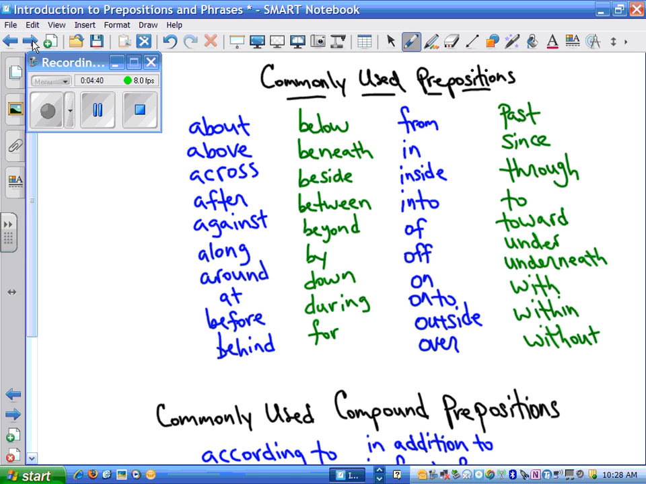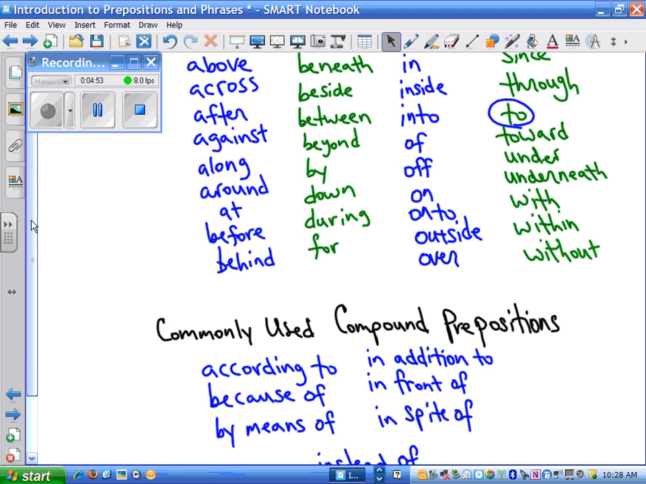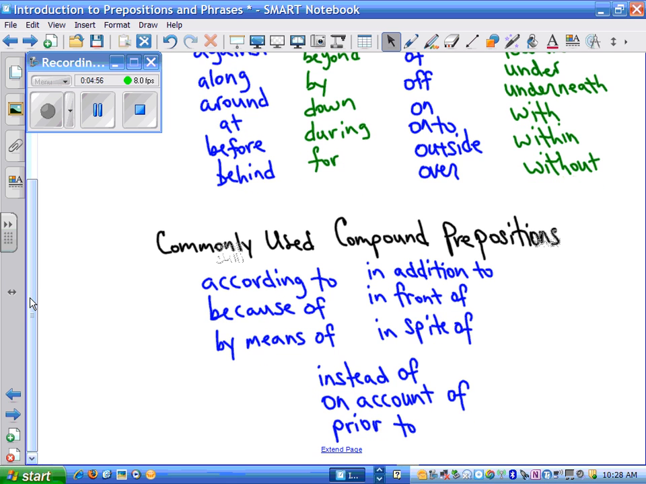In a few minutes, we're going to talk about the preposition to, as it is one of those that in a different sentence might be serving a different purpose. We also have, as you can see, some commonly used compound prepositions. You're going to treat them as one, even though there's two words here. According to, because of, by means of, in addition to, in front of, in spite of, instead of, on account of, prior to. These are working as prepositions in your sentence.